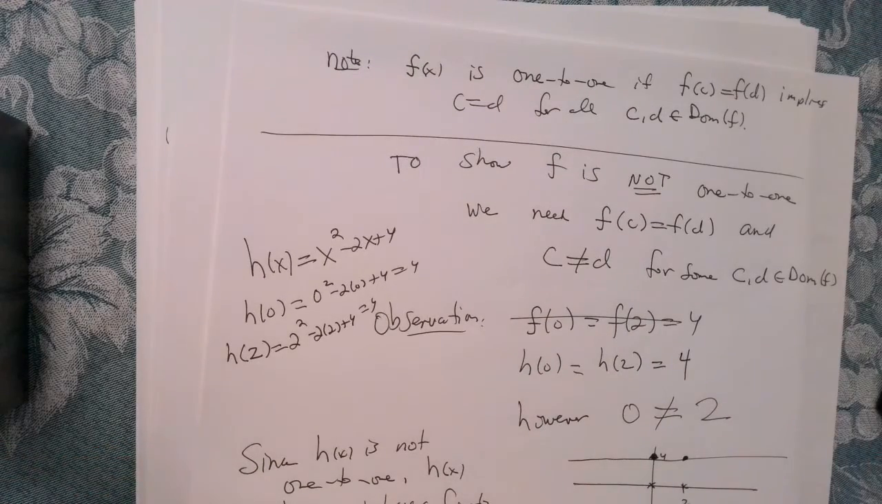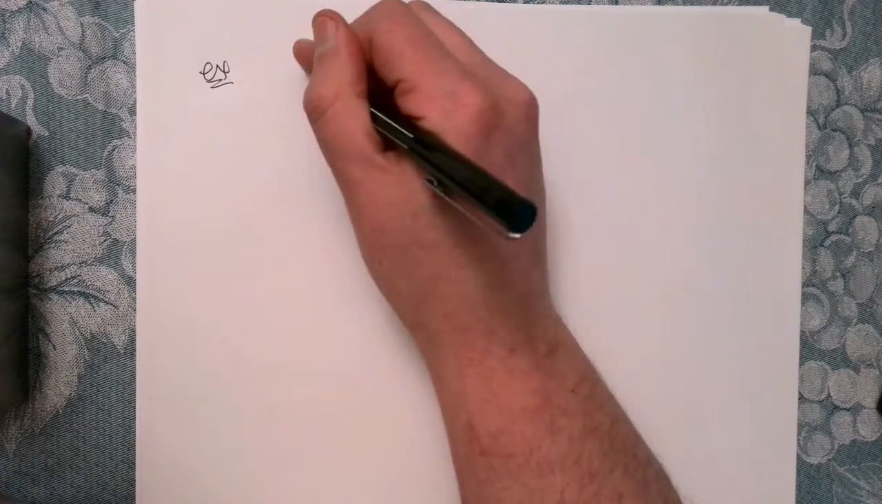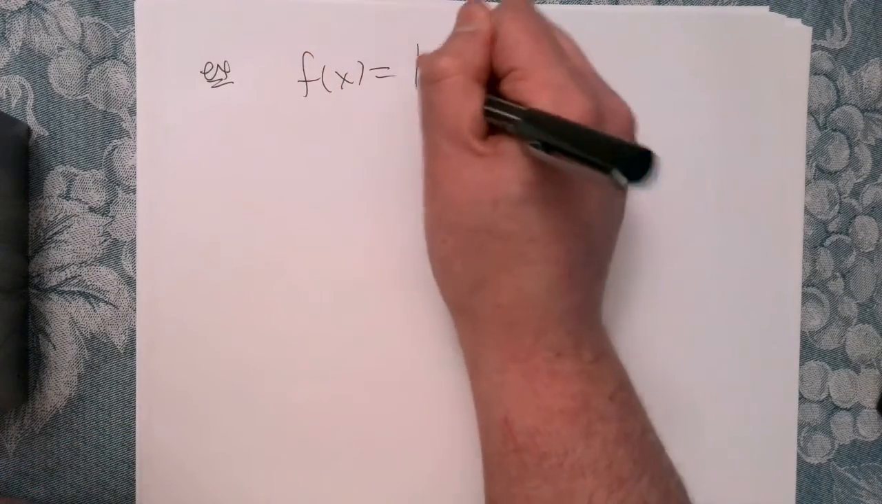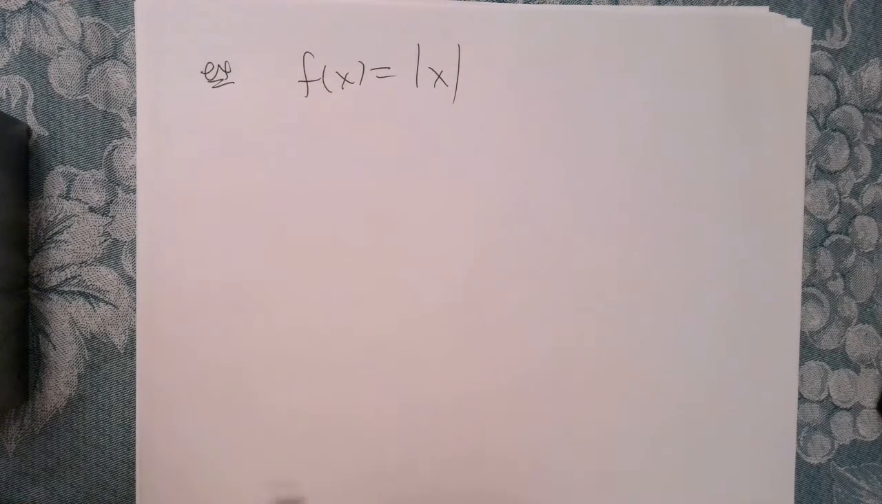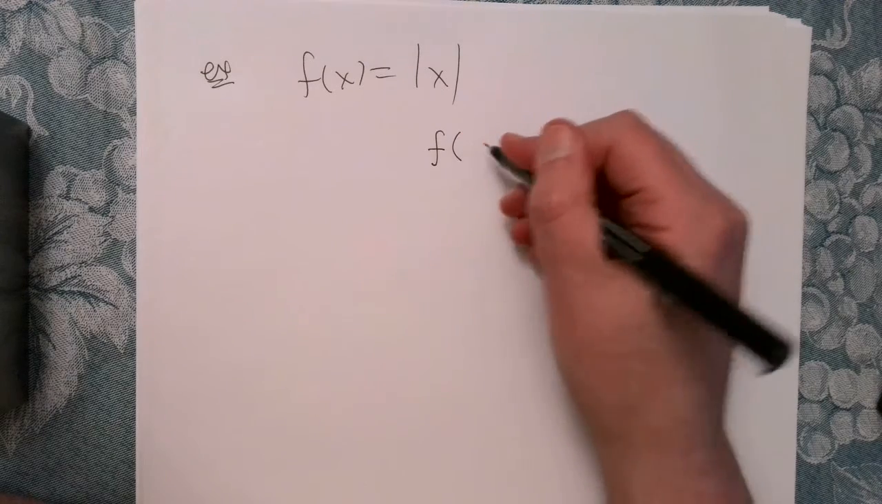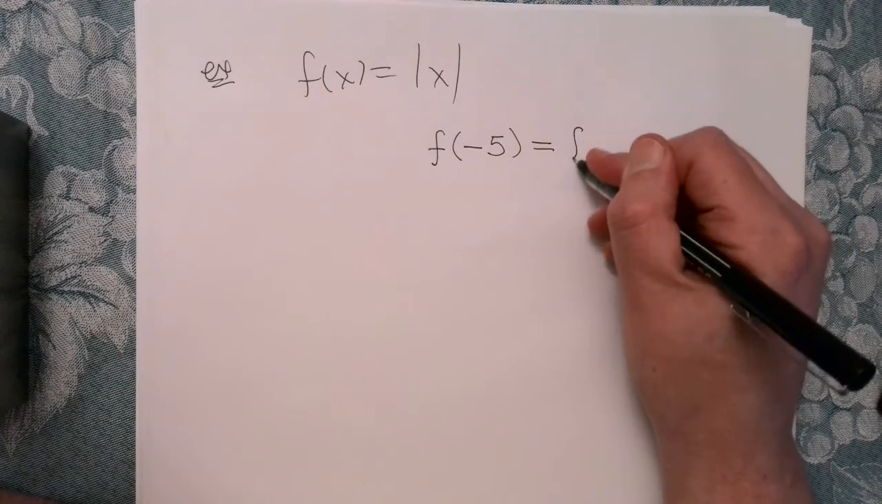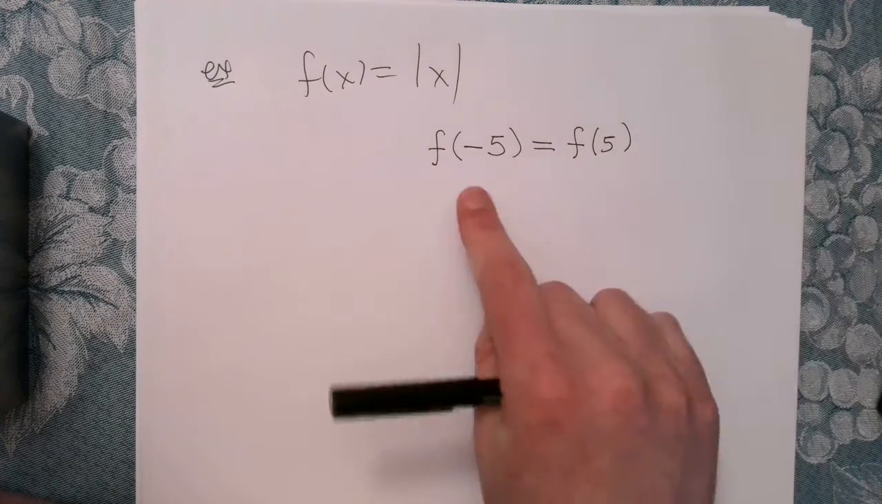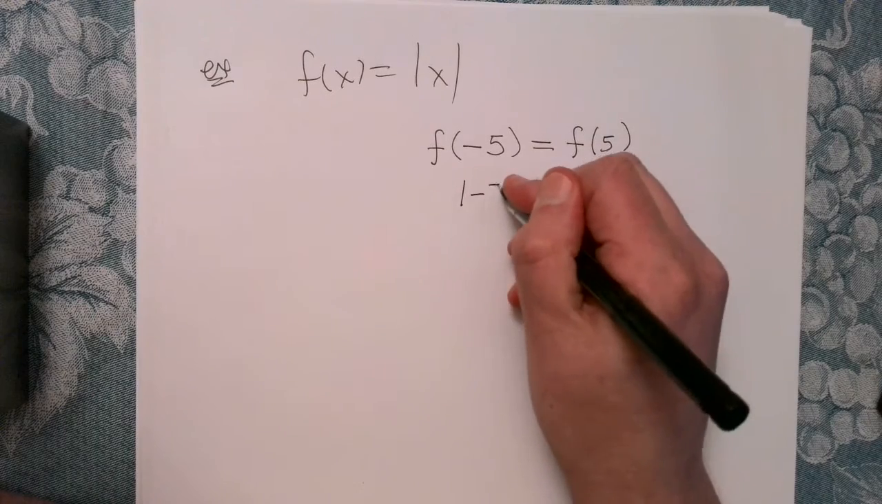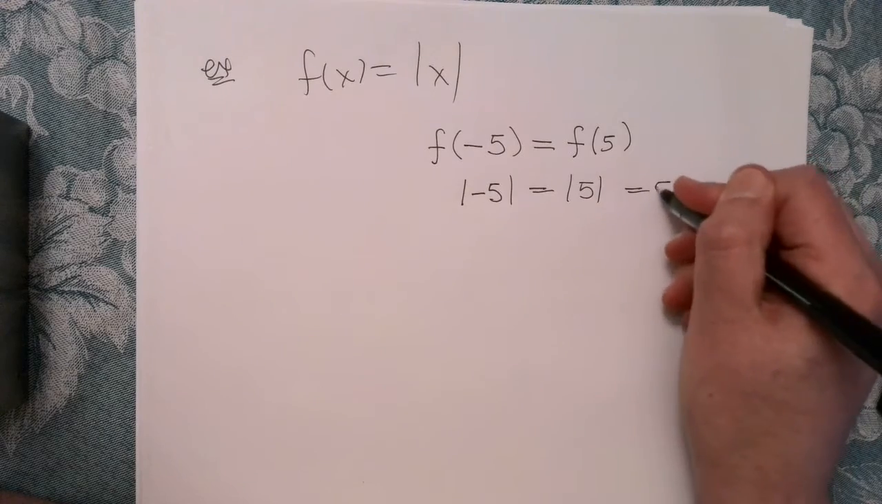Let's try, just before we try the last one, just to clarify, let's try another one real quick that's not invertible. Just to keep it super, super clear. So just like a quick side example. Consider we have f of x equals the absolute value of x, right? Notice that f of -5 equals f of 5, right? That's true because the absolute value of -5 is equal to the absolute value of 5, which equals 5.